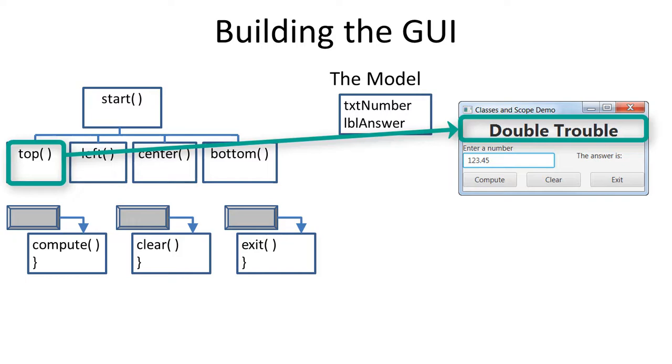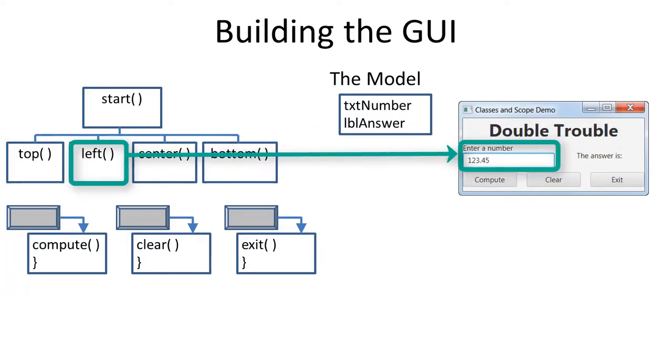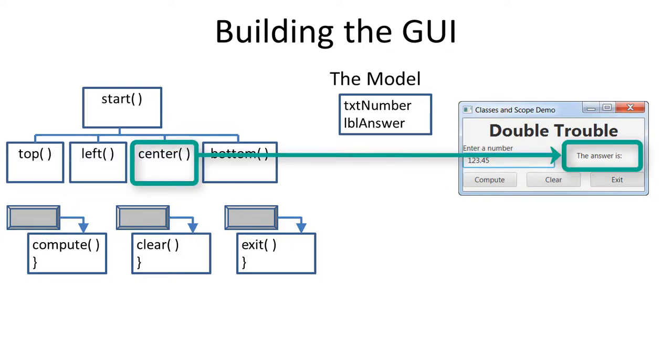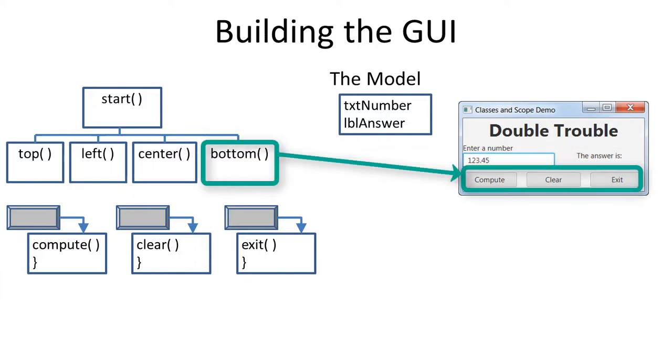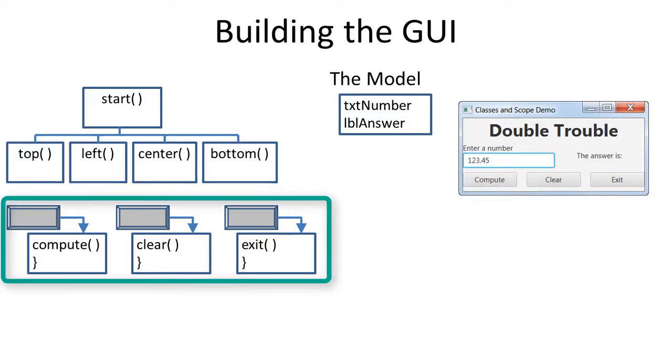The top method subroutine will create a label named LBL title to place the title at the top of the screen. The left method subroutine will create a label named LBL prompt for the enter a number prompt and a text field named TXT number. The center method subroutine will create a label named LBL answer used to display the answer. The bottom method subroutine will create 3 buttons named BTN compute, BTN clear, and BTN exit that will call their appropriate event handlers. The controller contains the buttons' event handlers that connect the MVC view to the MVC model.